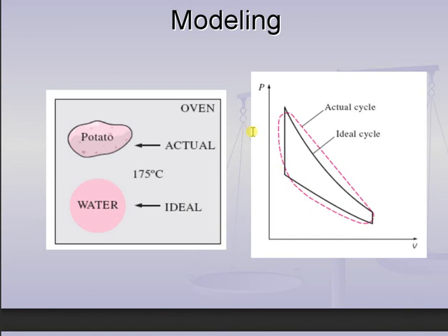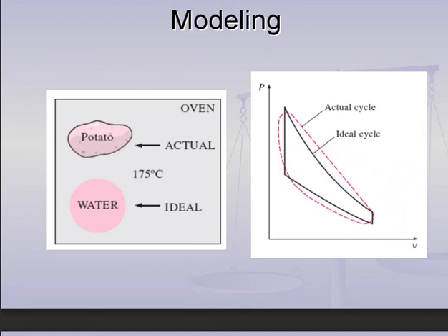Okay, there is a huge gap between ideal and actual. Ideal never exists in reality, and actual always exists. If you take the ideal cycle on a PV diagram, then the ideal cycle looks like this, and if you draw the actual PV diagram of a cycle, then the red mark represents the actual cycle.